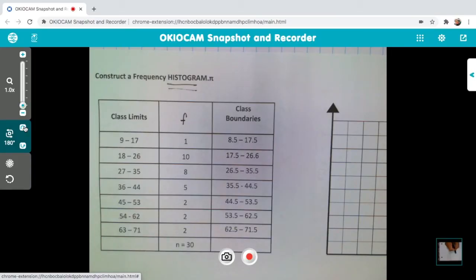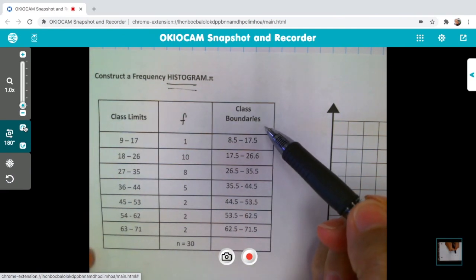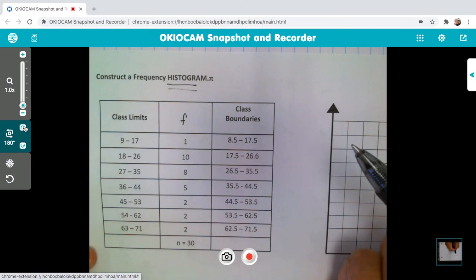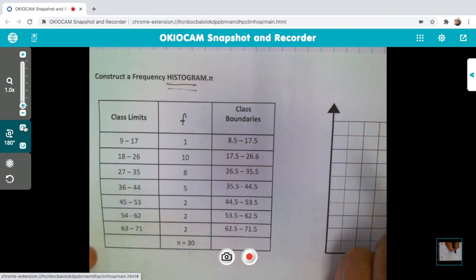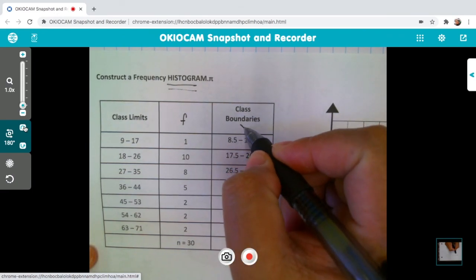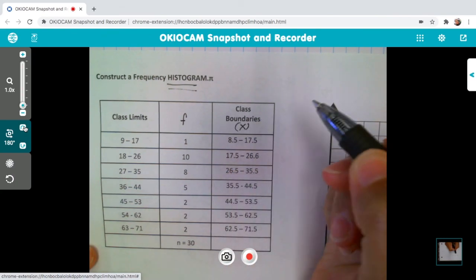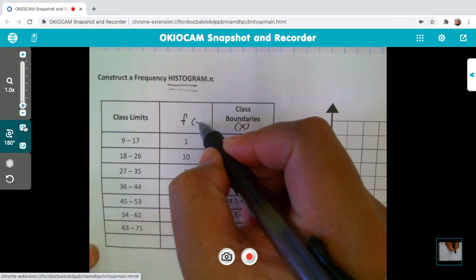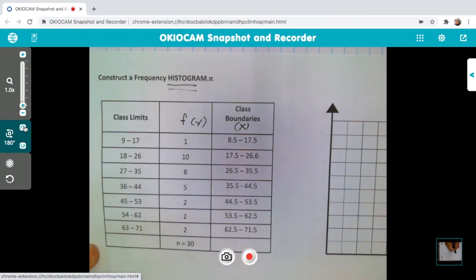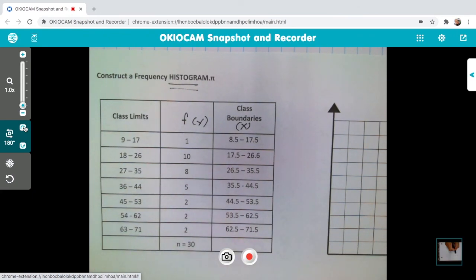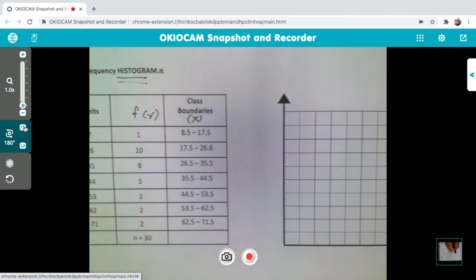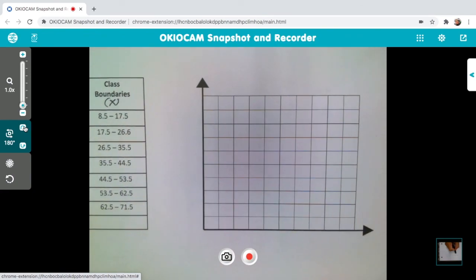So in constructing a frequency histogram, we will use class boundaries and the frequency. So what will be our x? Your x will be the class boundary and your frequency will be your y. So let's plot the class boundary and the frequency. By the way, if you want to use the class midpoint or the class mark, that is fine.